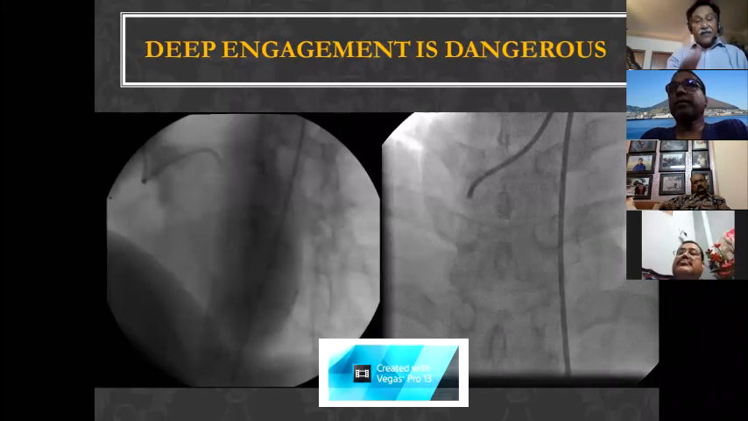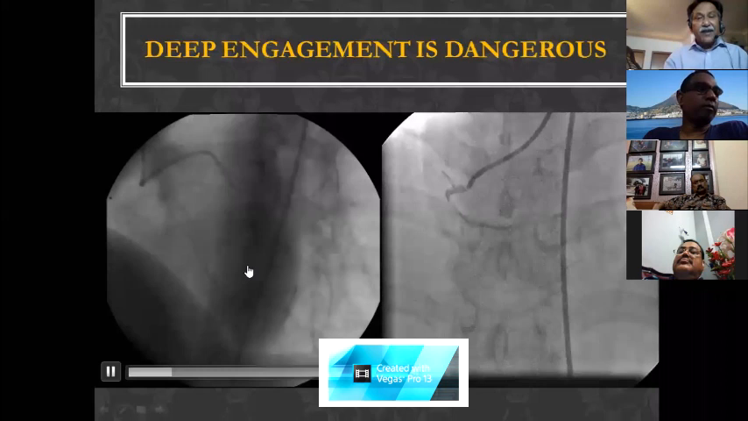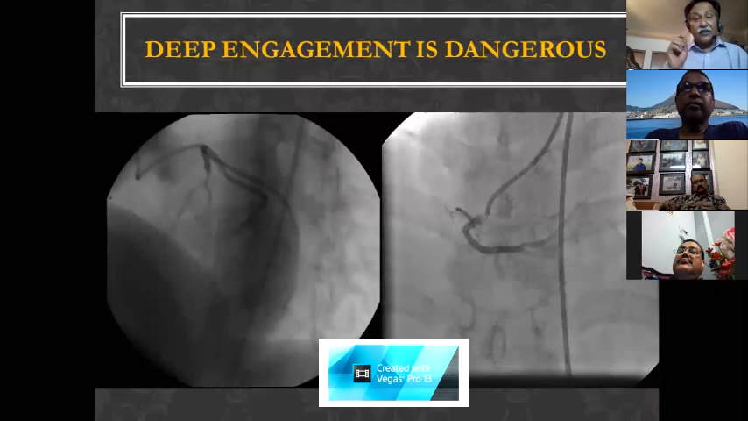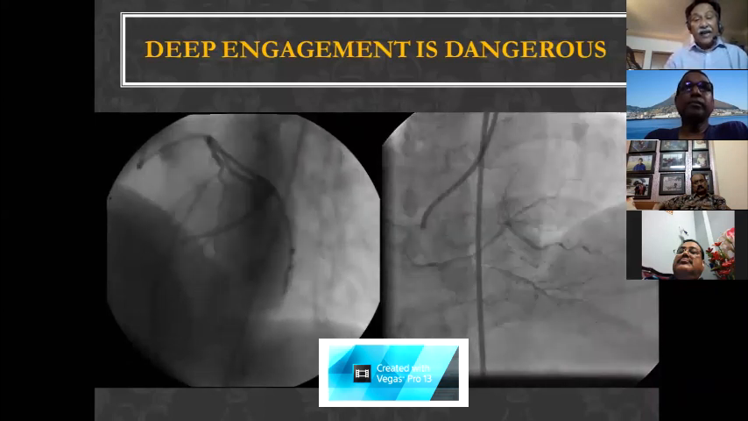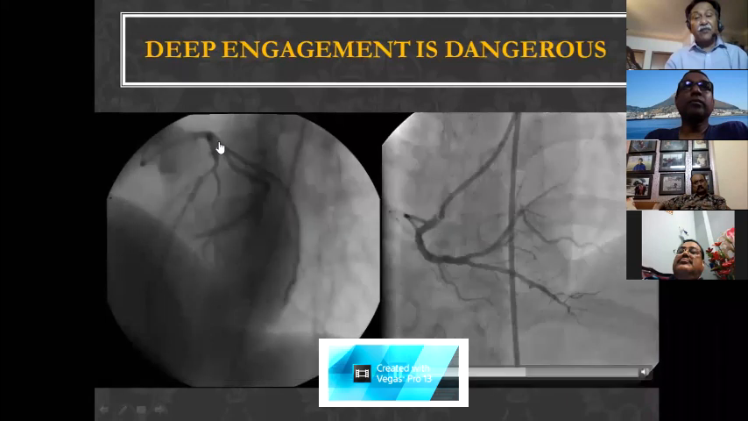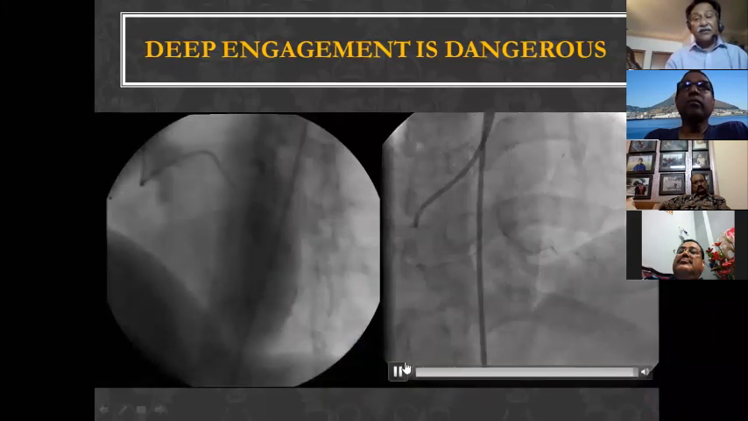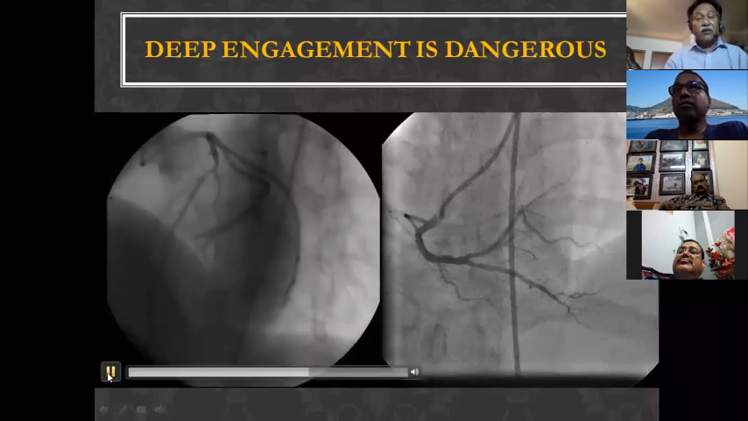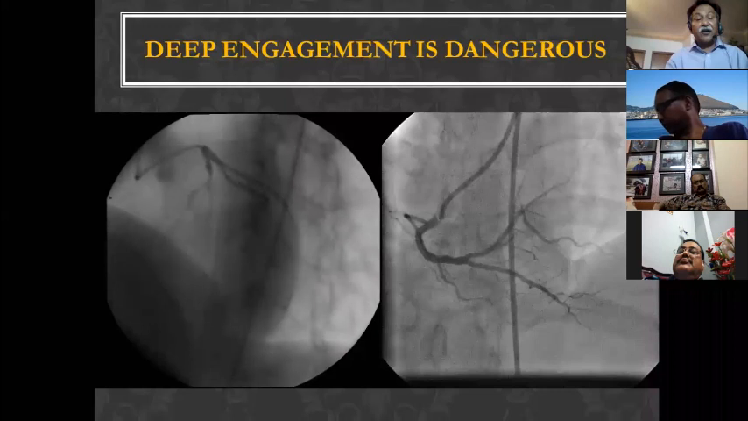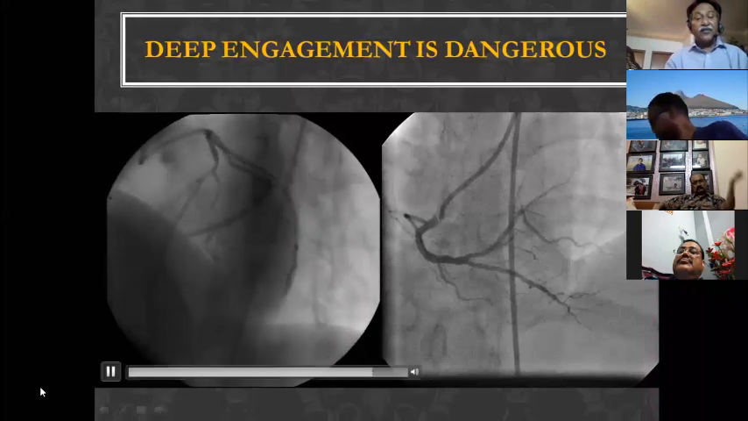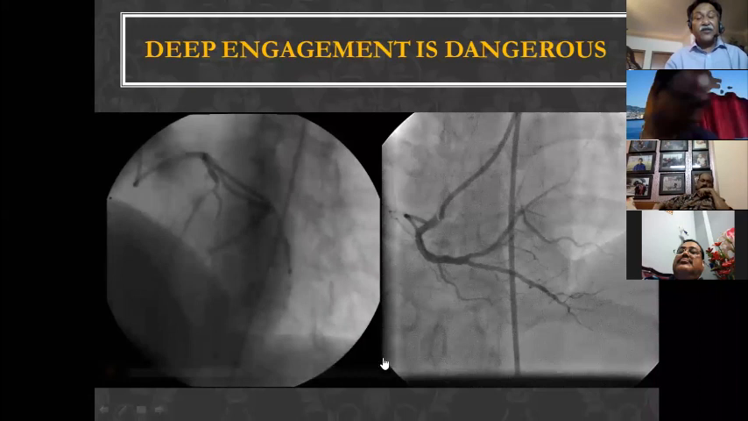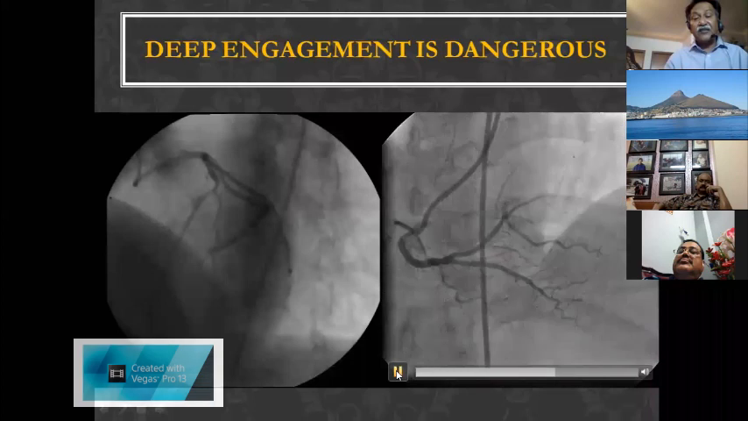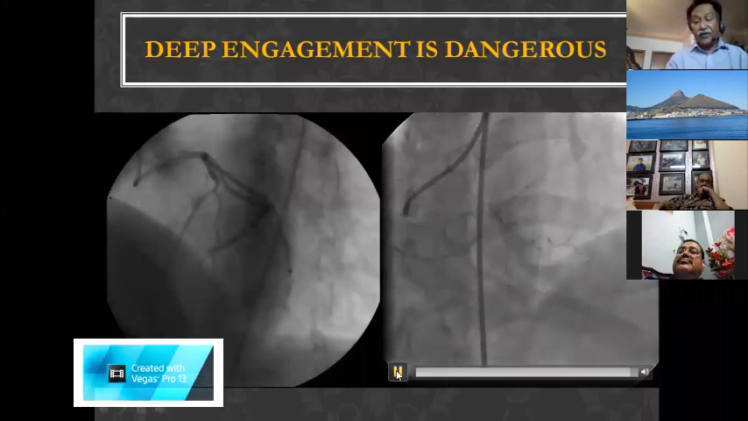And this is that patient I have shown, that the deep engagement of the catheter can initiate many things, can cause spasm, and can initiate a dissection. If there is any blockage at the proximal, then it can dissect the coronary artery. So be careful about pushing the catheter too much, because it's a pre-shaped catheter. If you push it too much, then it will engage deeply within the coronary artery. And if there is any atherosclerotic plaque proximally, there is every chance of a dissection of the coronary artery.